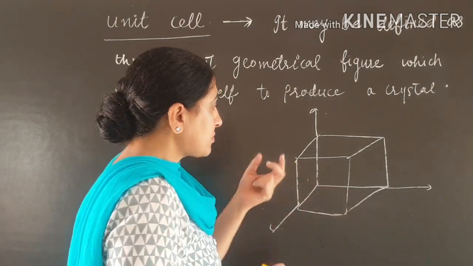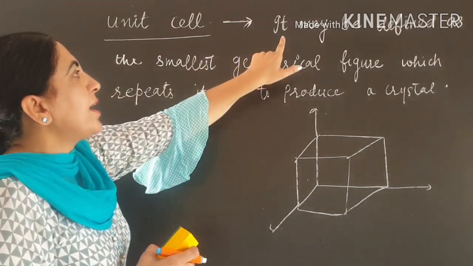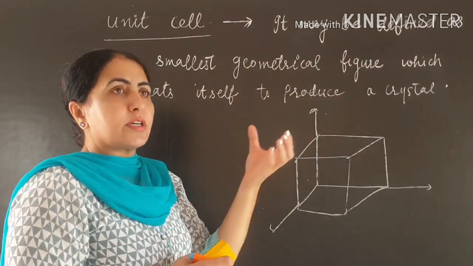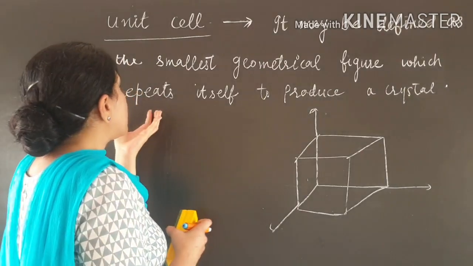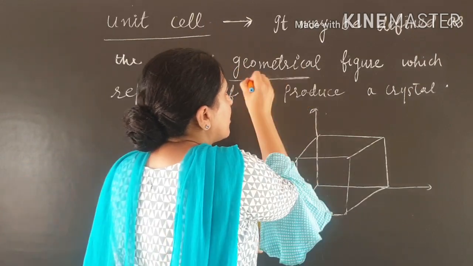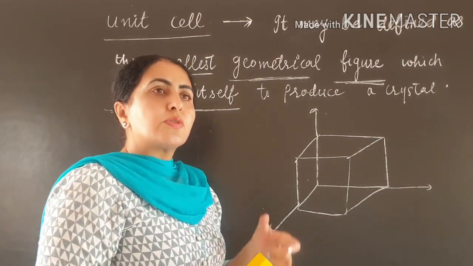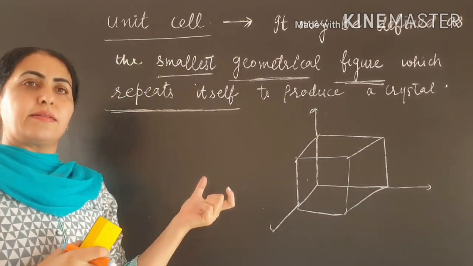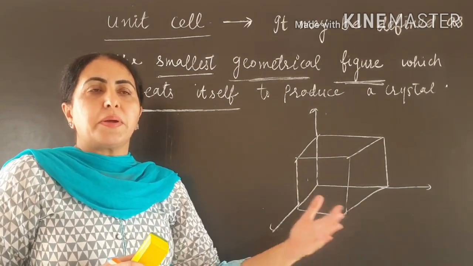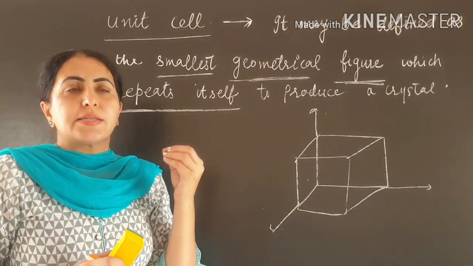So how will we define the unit cell? It may be defined as the smallest geometrical figure which repeats itself to produce a crystal. So this is a unit cell: the repeated pattern, the repeating entity.